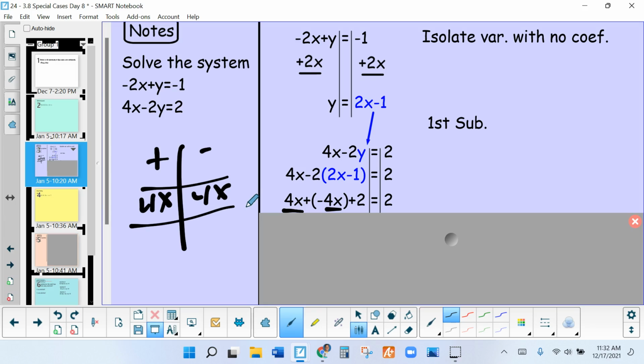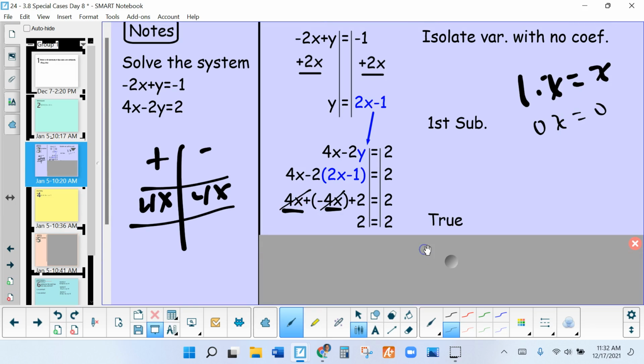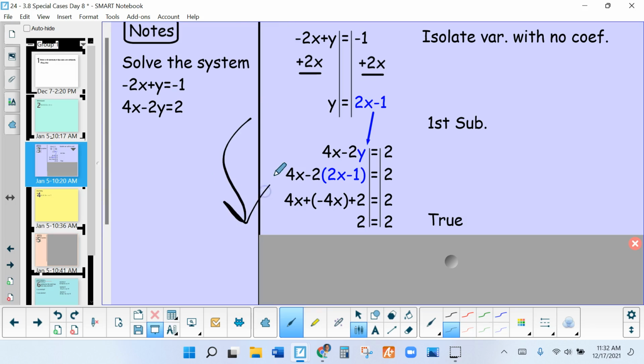Now, is 0x x? Nope. 1x is x, correct? 0x is 0 or nothing. It cancels out. So on the bottom here, you have no x's left. And as you're writing this down in your notes, I want you guys to think about, what did that mean earlier this year? We learned how to solve multi-step equations.